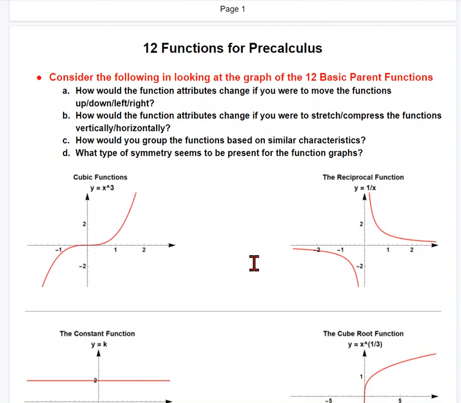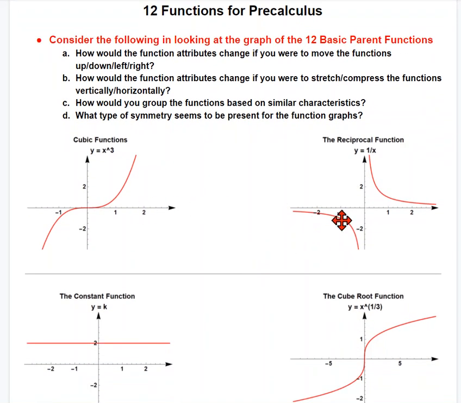Next we have our additional functions here. We've covered 6. Before we cover the next ones, I want you to consider the following when looking at the graphs of these 12 basic parent functions. How would the function attributes change if you were to move the functions up, down, left, right? How would those attributes change if you were to stretch or compress the functions, vertically or horizontally? How would you group these functions based on similar characteristics? And additionally, what type of symmetry seems to be present for these graphs?